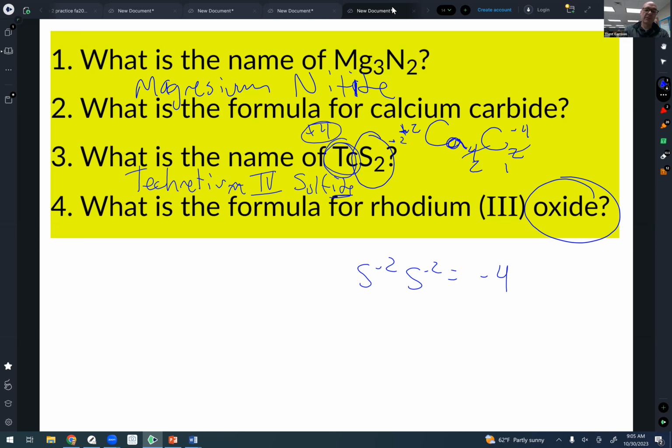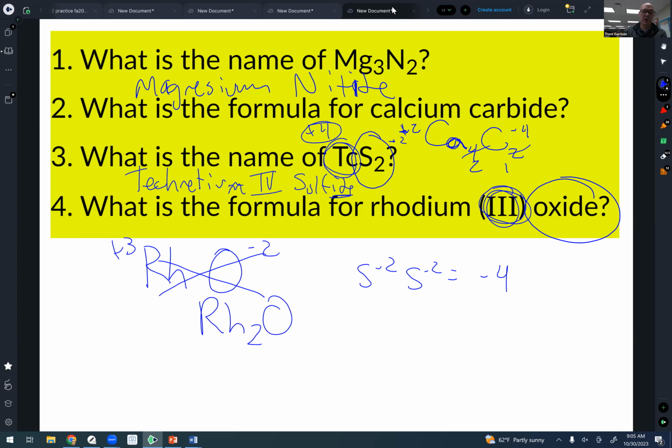Now, converting number 4 into symbols. Rhodium is Rh. Oxygen is O. We already established that oxygen has a charge of -2, and we are being told that rhodium has a charge of +3. Those charges are in the air like they just don't care. We crisscross them down, we throw them to the ground. So that comes across, that comes across. My final answer is Rh2O3.